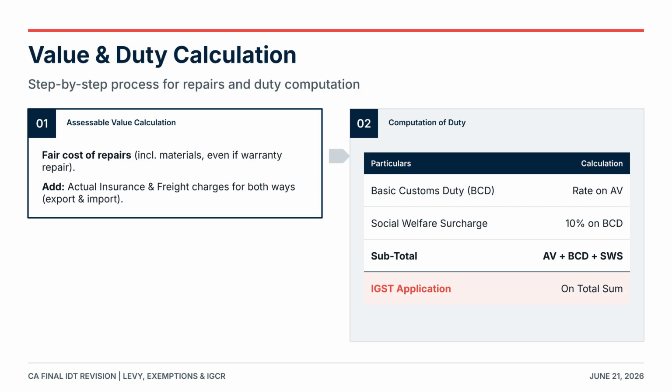The assessable value consists of the fair cost of repairs, including the value of materials used, even if the repairs were carried out free of charge under warranty. To this, we add actual insurance and freight charges for both outward and inward journeys.